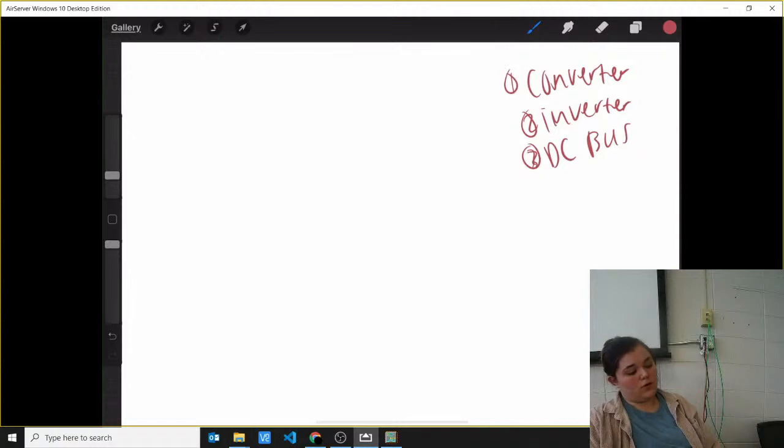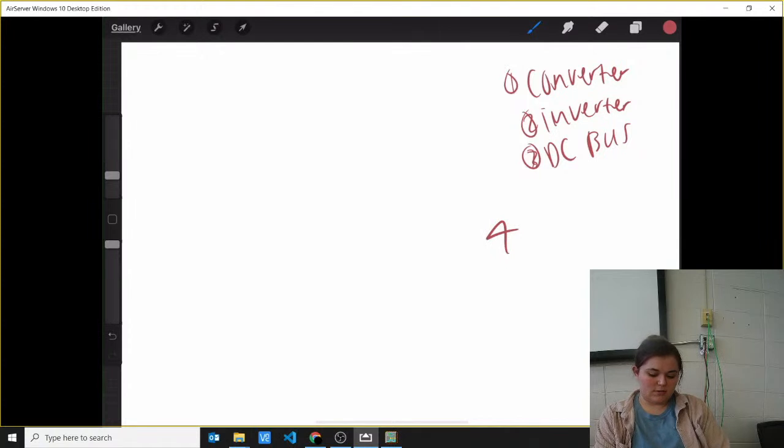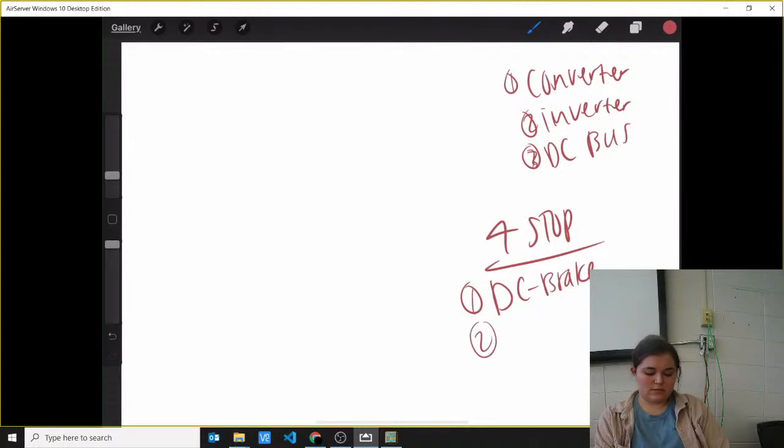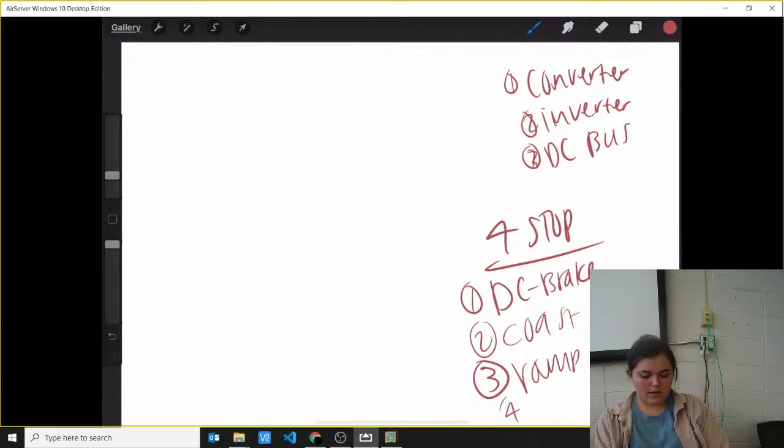Oh, and the four stopping methods. Do you remember those? You say S-curve all the time, so that's the one. So the four stopping methods: you've got DC brake stop, right? You have a coasting stop, which is literally just called coast, and then you have a ramp stop, and then you have your S-curve, otherwise known as soft stop.